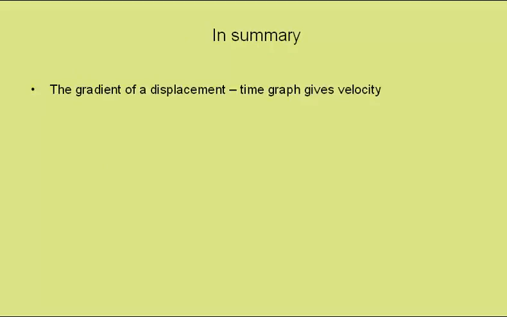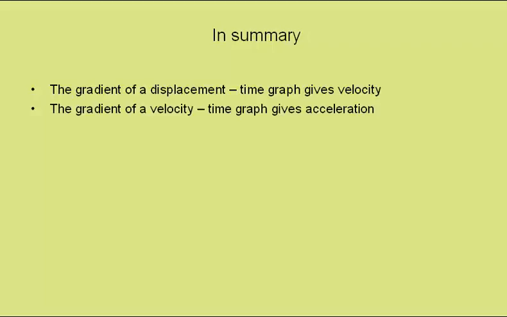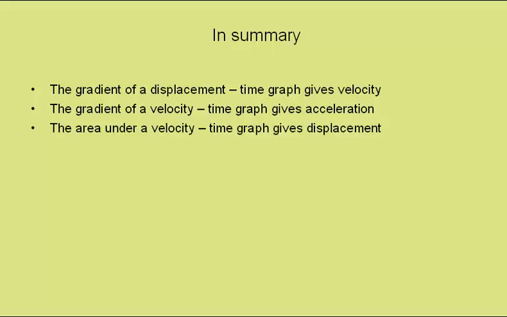Summarizing what we've found so far. The gradient of a displacement time graph gives velocity. The gradient of a velocity time graph gives acceleration, and the area under a velocity time graph gives displacement.